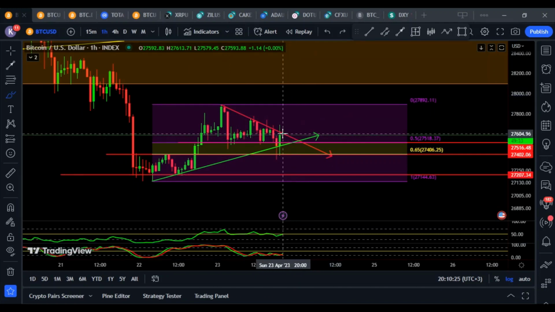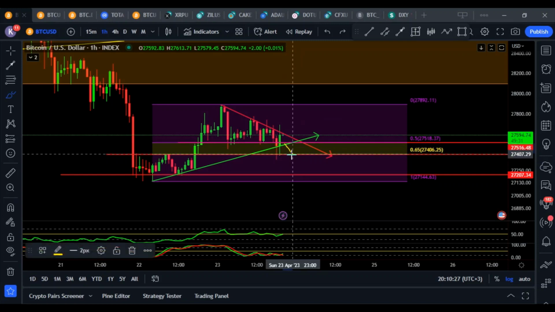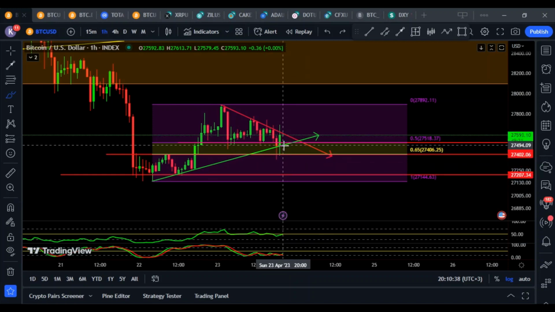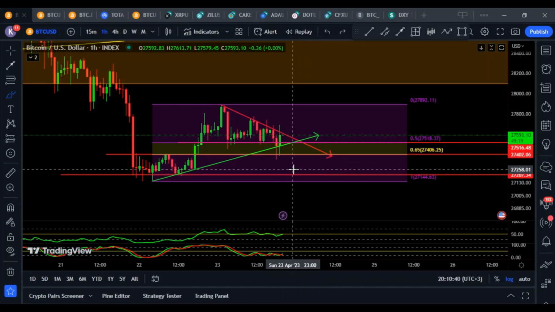And if we broke to the downside, we have to see if the 0.65 is gonna hold us or not. If it didn't, then we will go back into the bottom of this move. So in either case, if we went back to the bottom of this move, we can have something called a double bottom formation if this holds us, and this would be a bullish formation.